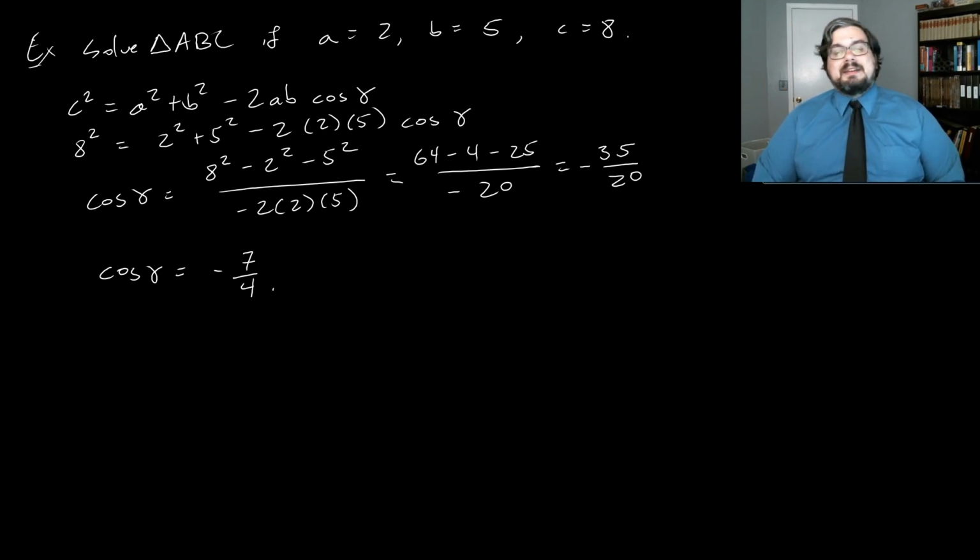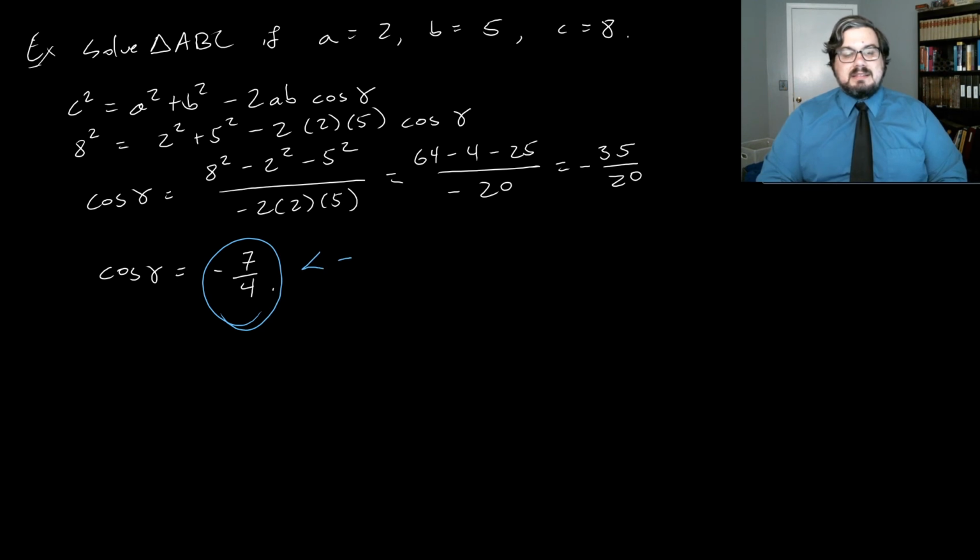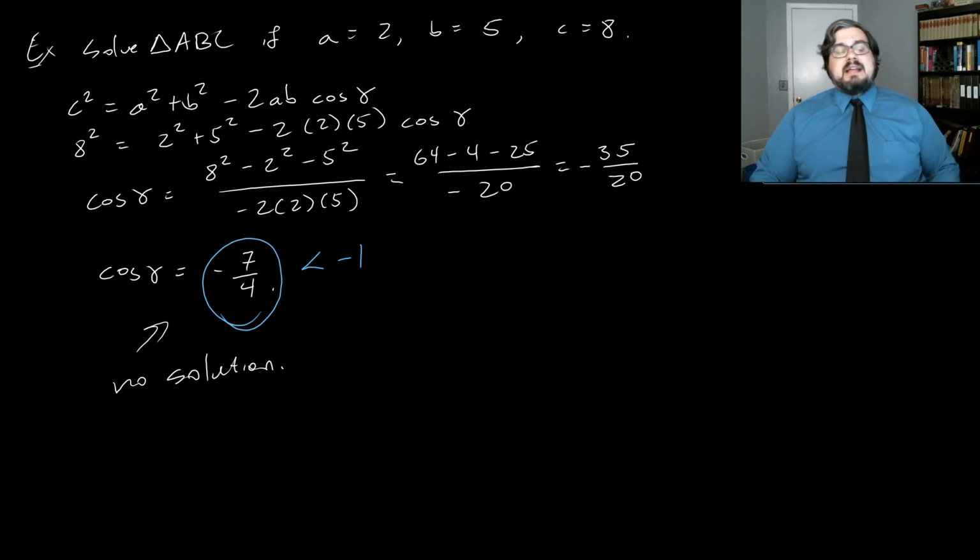The bigger problem here is that this value of negative 7/4 is less than negative 1. This is less than negative 1. And cosine of gamma will never equal a number that's less than negative 1. And so this equation here has no solution. And that doesn't just mean that the law of cosines failed to solve this problem. That means that this problem has no solution. So this means that there exists no triangle with these three side lengths.